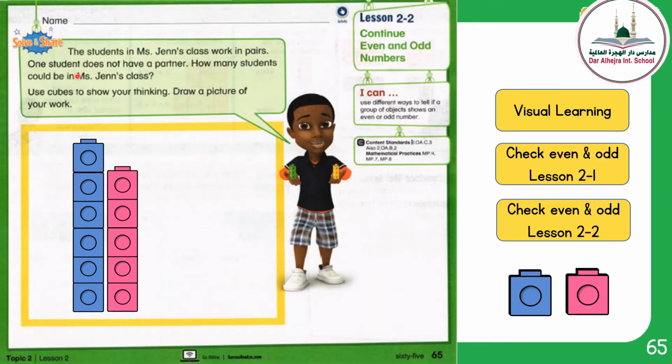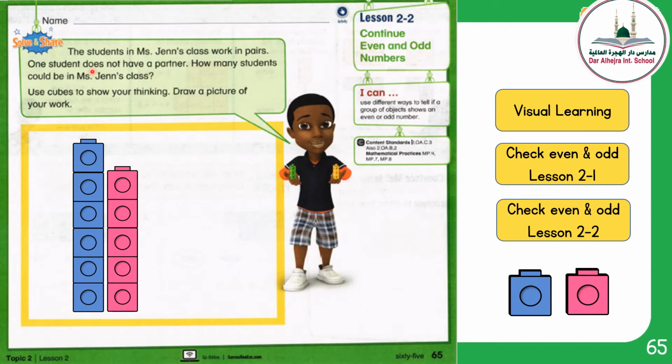In the beginning of the lesson, there is a problem. We need to solve it. The students in Miss Jen's class work in pairs. One student does not have a partner. How many students could be in Miss Jen's class? Use cubes to show your thinking. Draw a picture of your work.